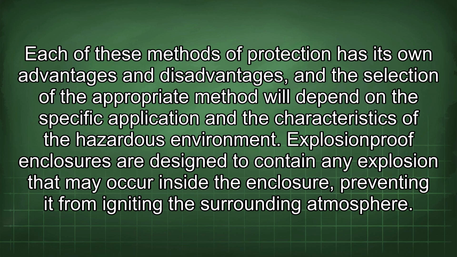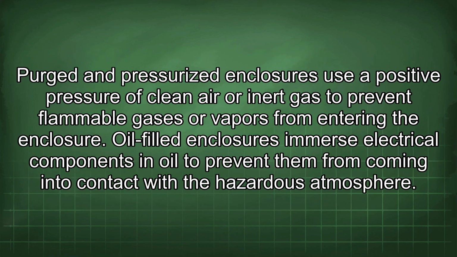Explosion-proof enclosures are designed to contain any explosion that may occur inside the enclosure, preventing it from igniting the surrounding atmosphere. Purged and pressurized enclosures use a positive pressure of clean air or inert gas to prevent flammable gases or vapors from entering the enclosure. Oil-filled enclosures immerse electrical components in oil to prevent them from coming into contact with the hazardous atmosphere.